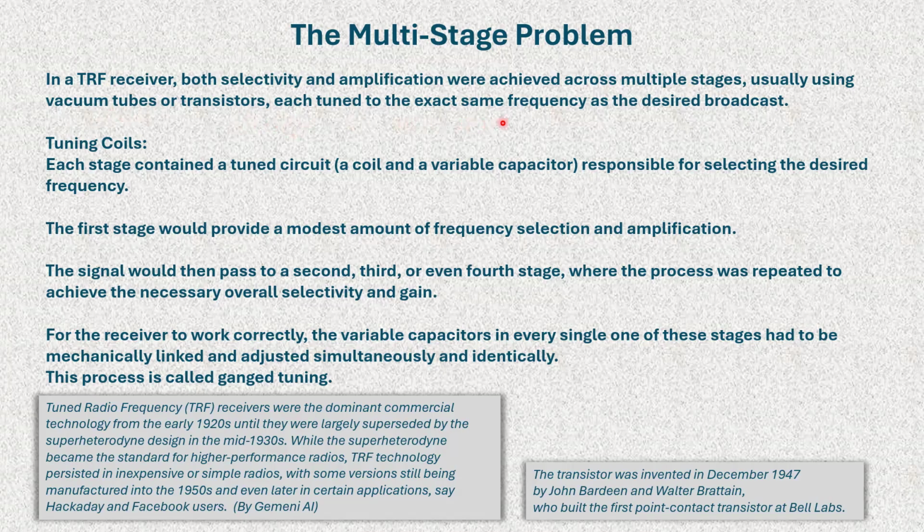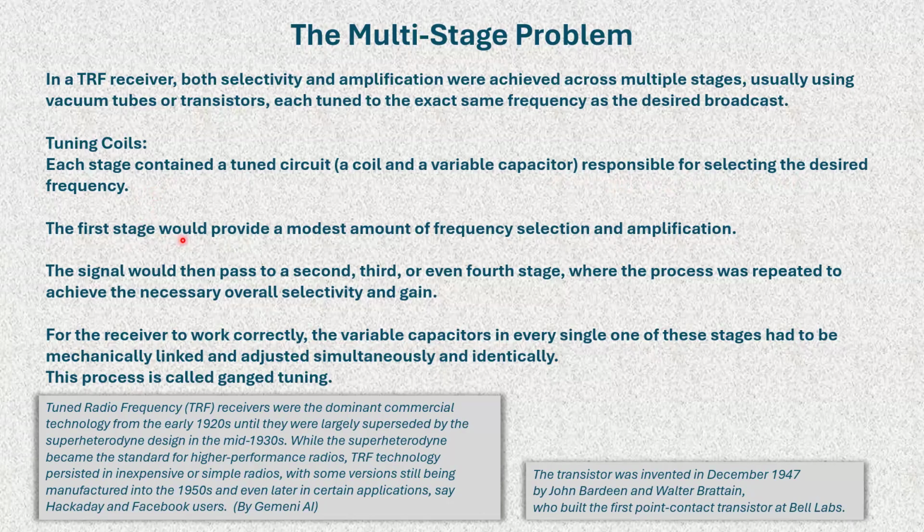Each tunes to the exact same frequency. So there will be multiple stages. The signal has to pass through multiple stages, and every stage had to be tuned separately and all together to that desired channel. Well, tuning coils. Each stage contained a tuned circuit, a coil and a variable capacitor, and those were responsible for selecting the desired frequency. Remember when we did the tank circuit in the Class A amplifier. It pretty much comes down to something like that in one form or the other.